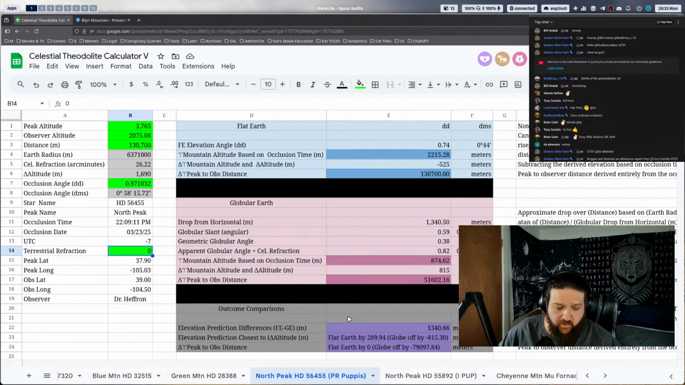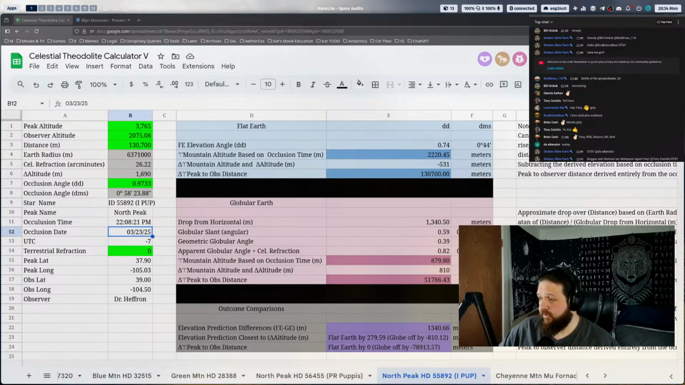So here we got this North Peak scenario where the globe is off by 79,000 meters. That's unfortunate in distance, and 800 meters in elevation. And we added the stars that were in contention where it said that, what's the argument?